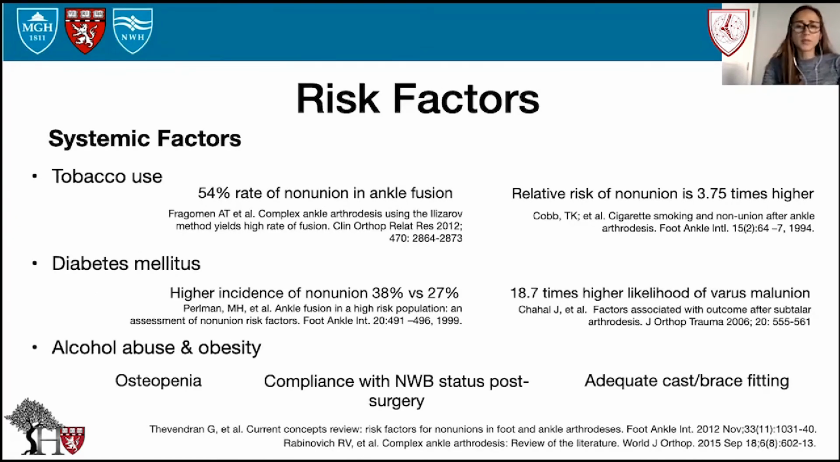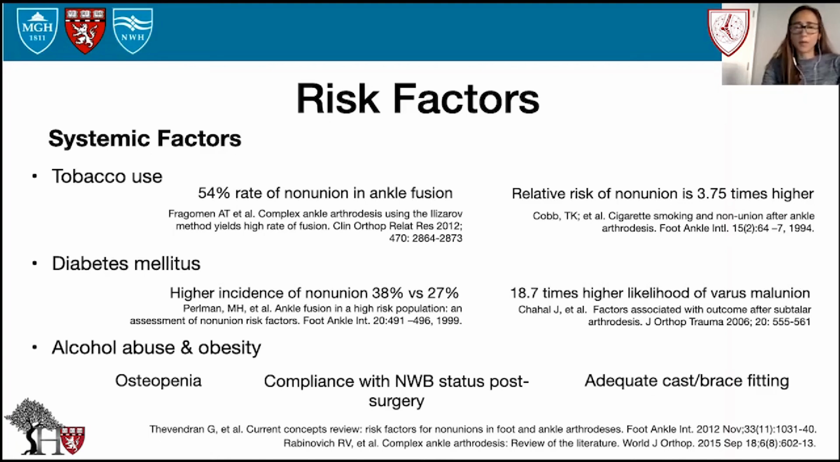In terms of risk factors for complications and non-union, the spectrum of these is significantly wide. In terms of systemic factors, what the literature has shown us is that tobacco use can increase the chances of non-union up to 54% in those with active smoking. Cobb and colleagues also showed us in a study that the relative risk of non-union is 3.75 times higher in those patients who were actively smoking compared to those that are non-smokers.